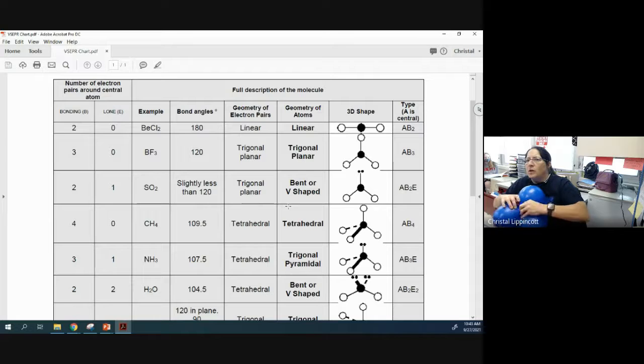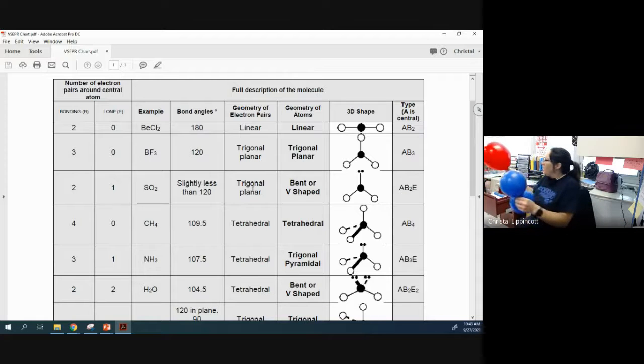The next one is slightly less than 120. So that's not far off from where you're at. And what you're doing here is you've got two lone pairs of electrons. Lone pairs of electrons are closer to the nucleus of that central atom. So because of that, they're going to cause more repulsion with the other electrons nearby. Okay?